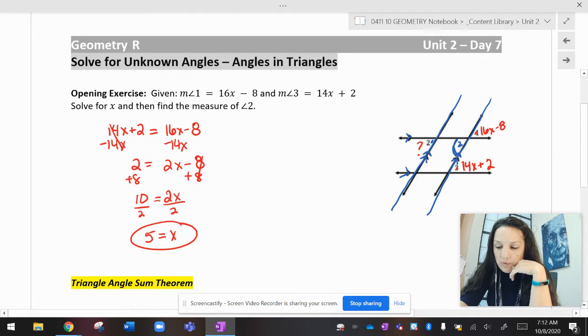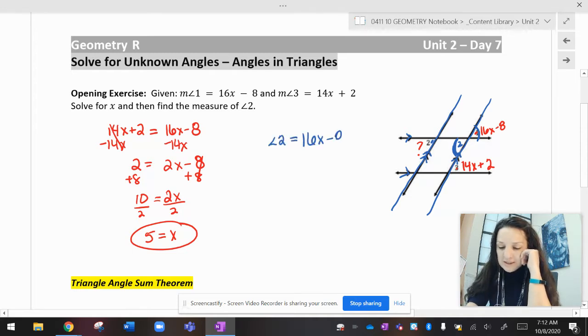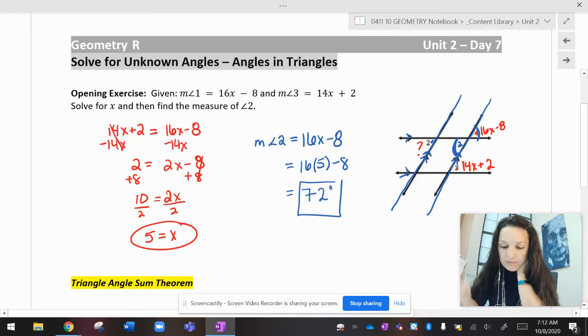And this 2 over here on the right is a vertical angle with this number 1 right there. So those things need to be equal. So angle 2 is also a 16x minus 8 angle. The measure of angle 2 is going to be 16 times 5, take away 8. 16 times 5 is 80. Take away 8 is 72 degrees. And there's the measure of angle 2. You should be able to do that.